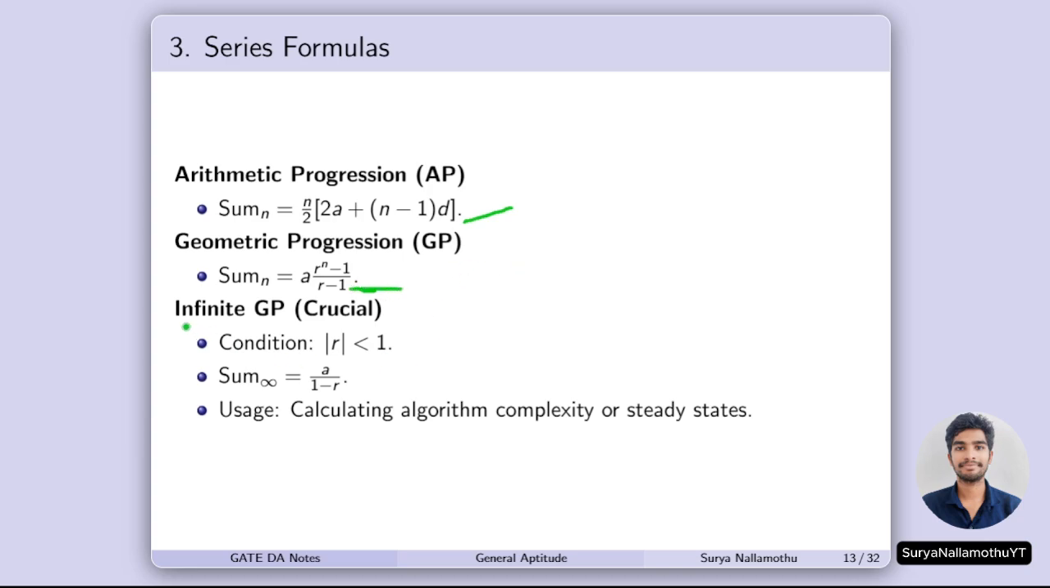And next, for the infinite geometric progression, some cases mostly ask this type of question. For the infinite geometric progression, the formula is a by 1 minus r. You need to remember this formula.